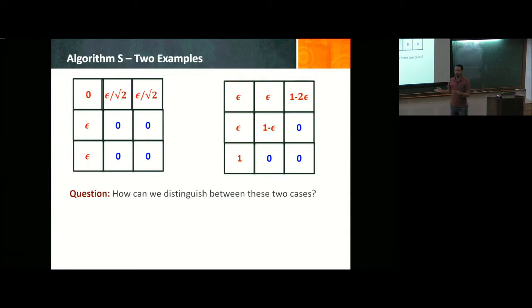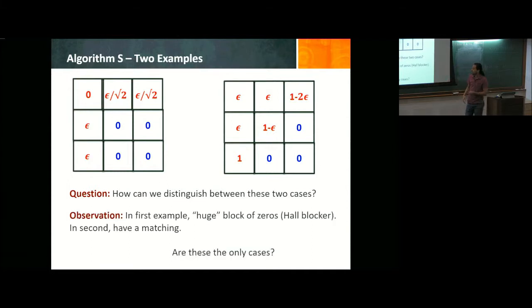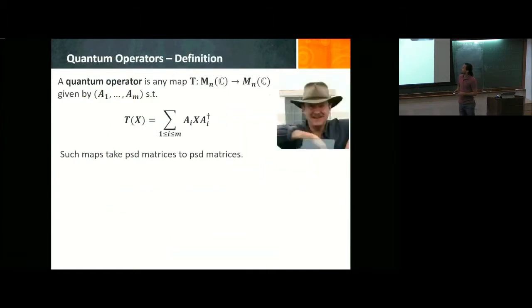And the question is, how can we distinguish between these two cases, when something is going to 0 all the way and something is going really close to doubly balanced? And the other question is, are these the only cases? Either I drive something to 0 or I drive something to doubly balanced. And what does this have to do with algebraic complexity theory? So in the first example, notice that we have this huge block of zeros, which is this Hall blocker, which Ankit showed is a condition about the graph not having a perfect matching. And in the second one, we do have a matching, so we don't have this huge block of zeros. Is this the only reason why this algorithm should have this different behavior? And why is that so?